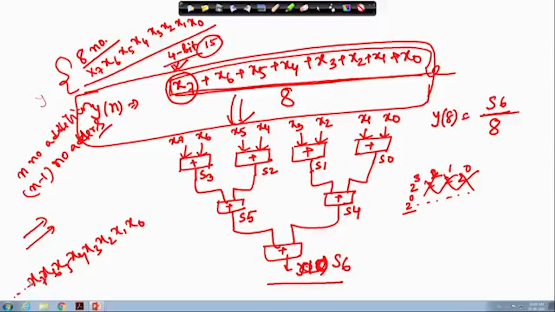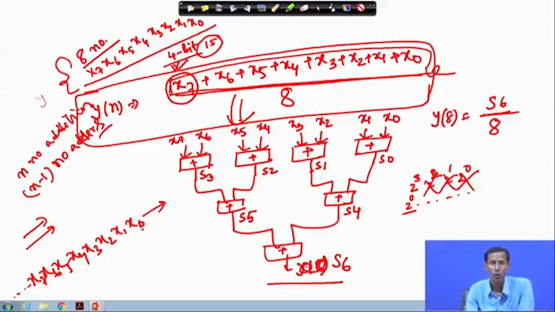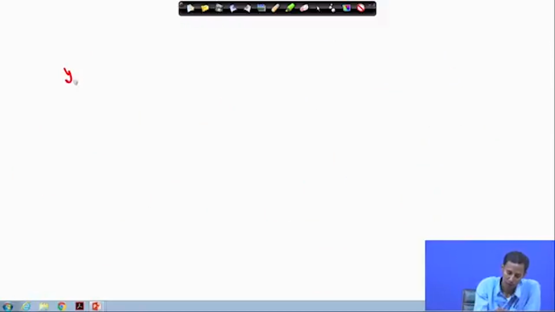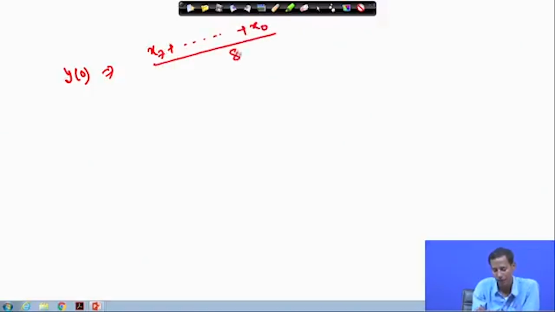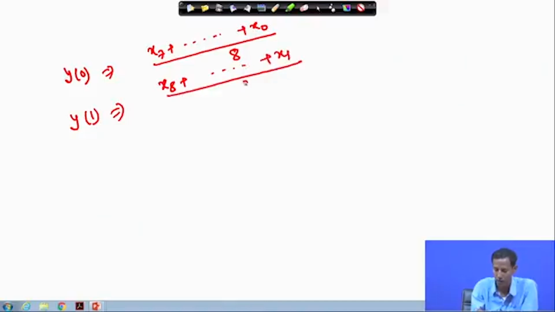So, something like this is coming. But what I have to do is only these particular things. In the first set, if I consider this as the first set, then x7 up to x0 divided by 8 will be done. In the next, what will be done? That will be x8 plus x1 divided by 8.